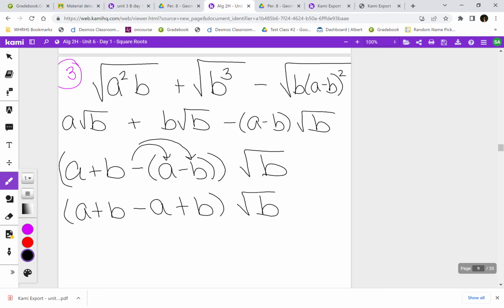What happens with the A's? They cancel. Do I need a parenthesis anymore? No. What's B plus B? 2B root B. How many people got that? Good. All right, we're going to move on to products, and that's the last thing we're doing today.